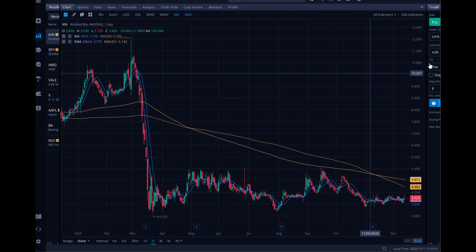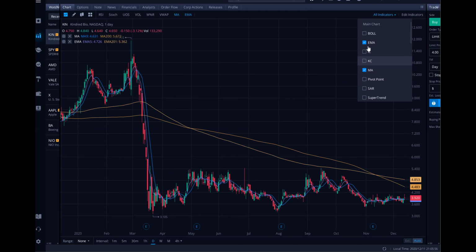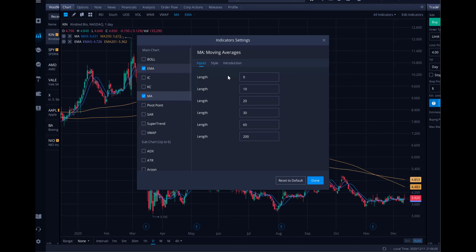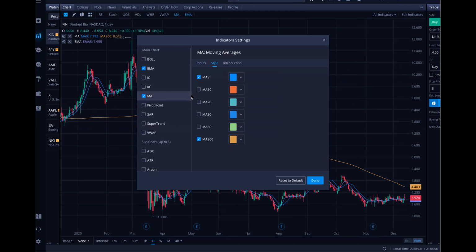So the 200s are running together. So I'll set this chart up exactly how I would actually look at it, so I can actually explain a little bit better. Turn that off, that off, put this on.